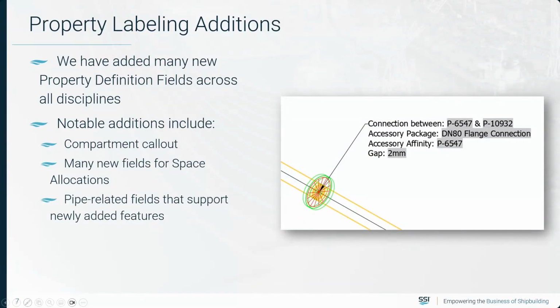There are pipe-related fields that support newly added ShipConstructor features such as accessory affinity, labels showcasing the part names and end treatments of connected pipe parts, and whether the part has a spool break or has been set to no spool, just to name a few.